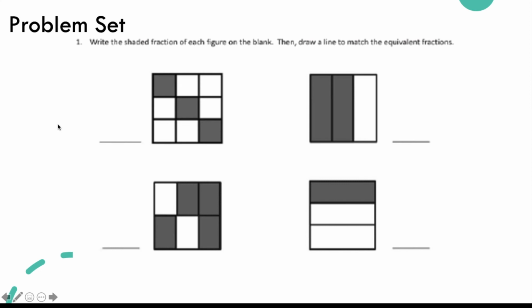Okay, so this is just like we did before in our example. It says write the shaded fraction for each figure on the blank, then draw a line to match the equivalent fractions. So we're going to have to use our imagination for this one a little bit, but first let's just label the fractions. So I see 1, 2, 3, 4, 5, 6, 7, 8, 9. I wonder if any of you were tricky enough to count by threes there. So I know 9 is my denominator and I see 3 shaded. So I've got 3/9. I see 3 equal pieces here, and I see that 2 of them are shaded in. So that fraction is 2/3.